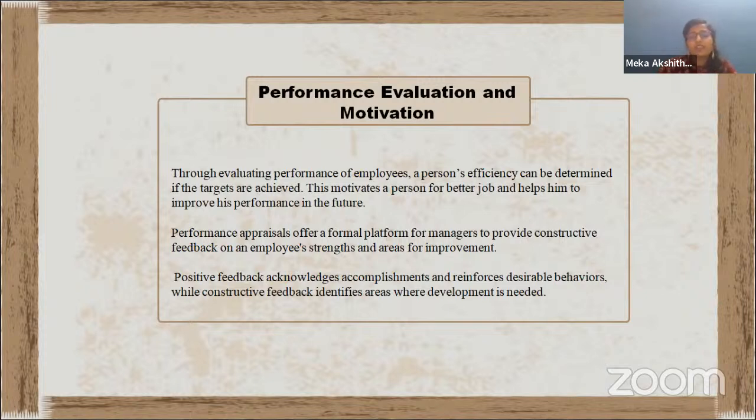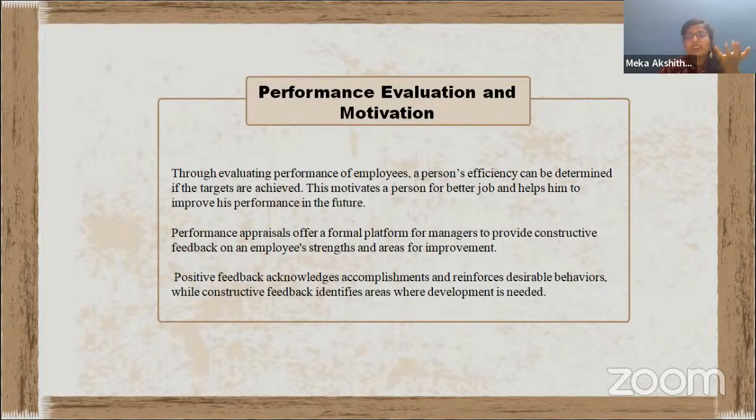So performance evaluation or appraisals offer a formal platform for managers to provide constructive feedback. It is also important, whether you would be motivated or demotivated would mostly depend on how you give the feedback to the employees. Even if you give negative feedback, or if you want to let the employee know that he or she has to improve in a particular task, you should give that feedback in a constructive manner.